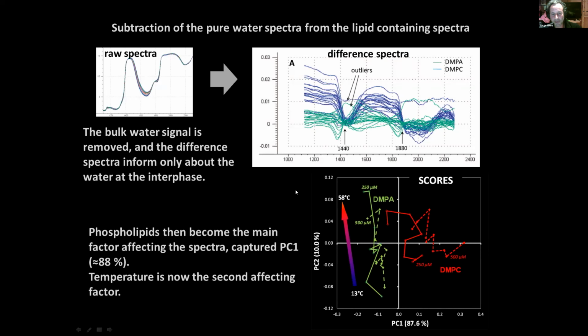This also we can see on the score plot. After that, we apply a new principal component analysis over the different spectra, and this is what we obtain: a score plot with a very clear separation of samples. One group of points is on the right and corresponds to this lipid, and the other one corresponds to this lipid.